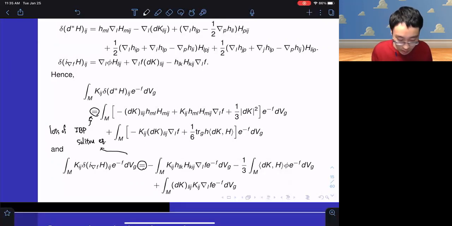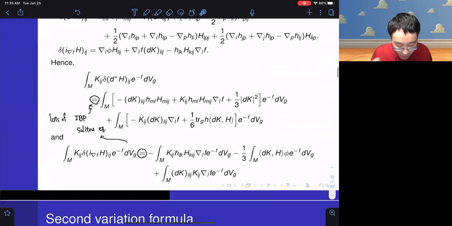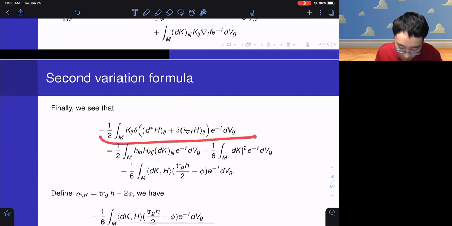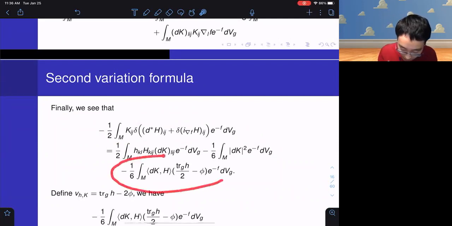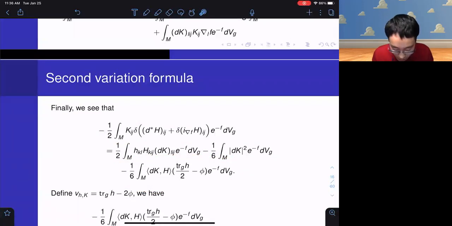Okay, so for the second part here, after a long computation with lots of integration by parts, we will see that the second quantity is actually coming from the half of h_k or h_k_ij, d_k or ij, expression minus f dvg, minus 1/6 dk squared, expression minus f dvg, and some term we don't want to see.